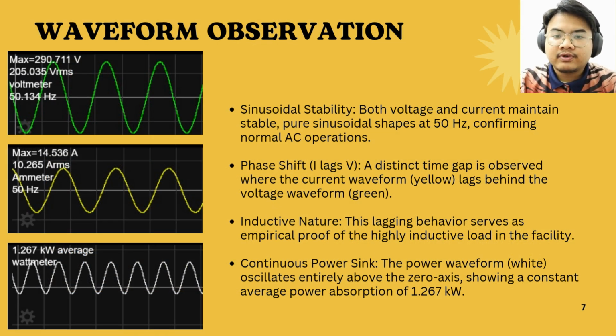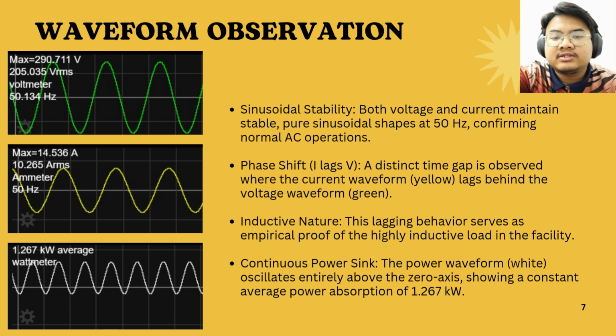Okay, we move to observation. First, sinusoidal stability. Both voltage and current maintain a stable, pure sinusoidal shape at 50 Hz, confirming normal AC operation. Phase shift: a distinct time gap is observed where the current waveform, yellow, lags behind the voltage waveform, green. So we go to inductive nature. This lagging behavior serves as empirical proof of the highly inductive load in the facility.